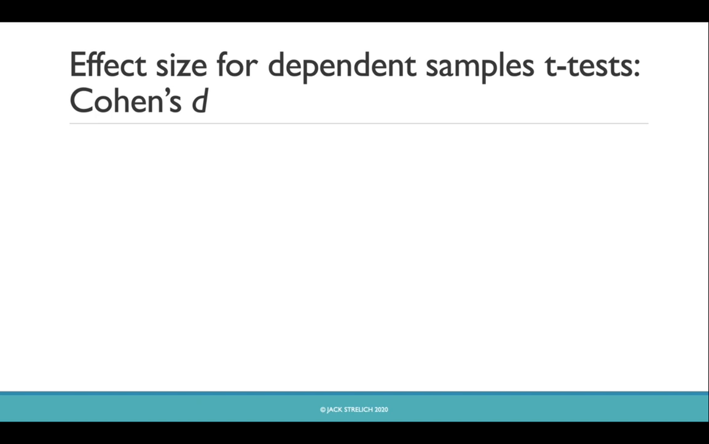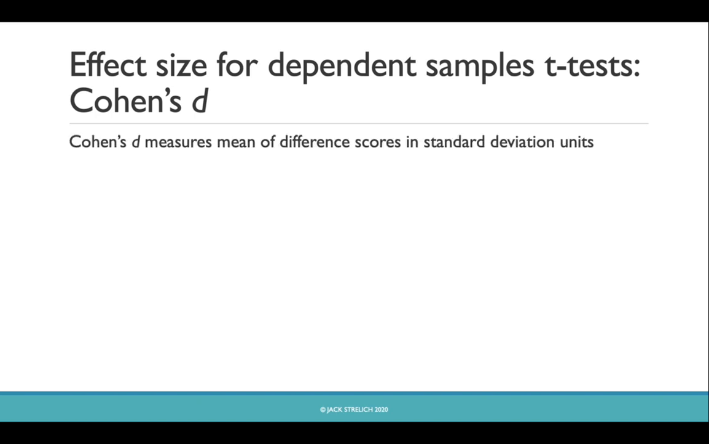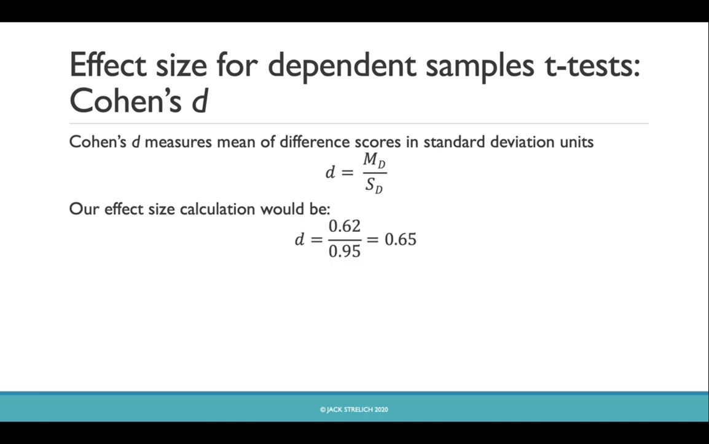Effect size for dependent samples t-tests is calculated, once again, with Cohen's d. Here, Cohen's d measures the mean of difference scores in standard deviation units, and is given by the formula m sub d divided by s sub d, or the mean of difference scores divided by the standard deviation of the difference scores. Here, our effect size calculation would be 0.62 divided by 0.95, which gives us a d of 0.65.